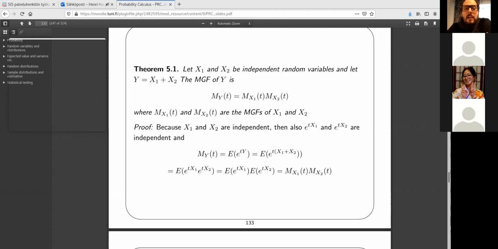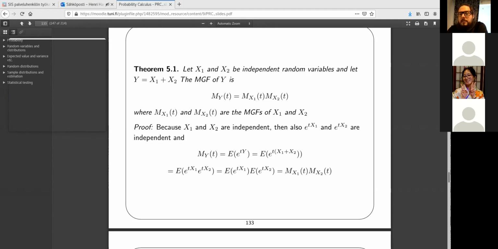We can prove the following, which is not too hard, by use of the moment generating functions. Like I said, I don't expect you to learn how to use these moment generating functions, but I'm just giving you glimpses of how they can be used to prove very nice theorems. So if we have independent random variables x1 and x2, then we can formulate the moment generating function of y, which is equal to x1 plus x2, by simply multiplying the moment generating functions of x1 and x2.